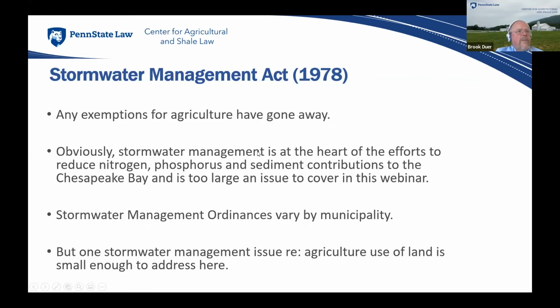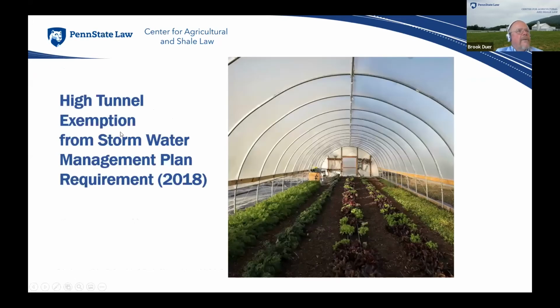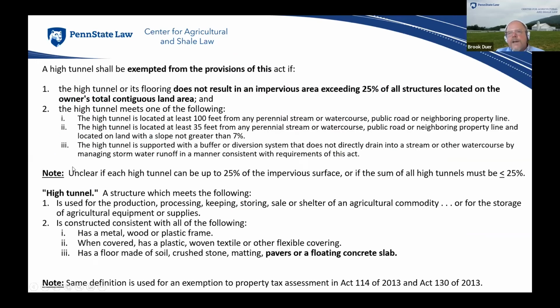So obviously stormwater management's at the heart of our Chesapeake Bay efforts here. Too big an issue to cover in this webinar, and of course they vary from municipality to municipality. However, there is one issue that we can talk about that is hot right now, which is the high tunnel exemption from stormwater management plan requirements. That was passed in 2018, and it's had a storied success, or perhaps you could say a storied lack of success in practice for a number of reasons.